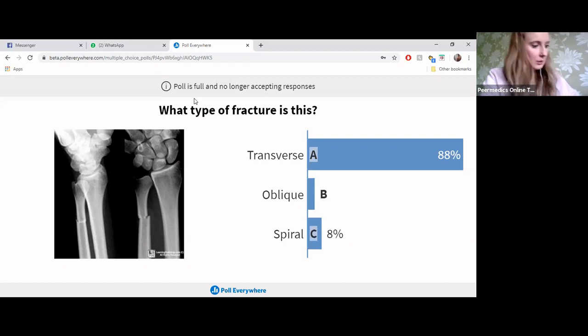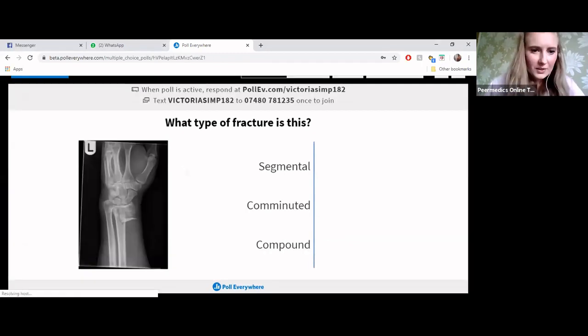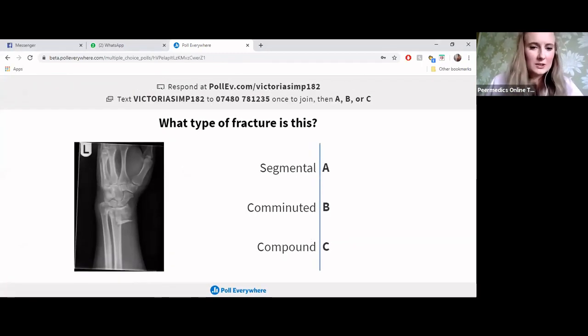And if you want an example of an oblique, do I have one I can show you? Well, there's a picture in the handouts which you won't have got yet, because I used some of the pictures in this, and I didn't want you to have it and cheat. But obviously oblique is just going to be a little bit more like that. Spiral, we'll get onto the difference between the spiral and the oblique in a minute, because they can be quite hard to tell apart. Is it segmental, comminuted, or compound?